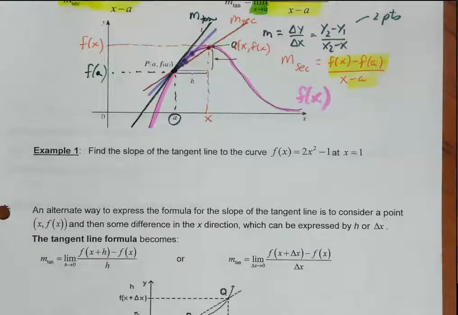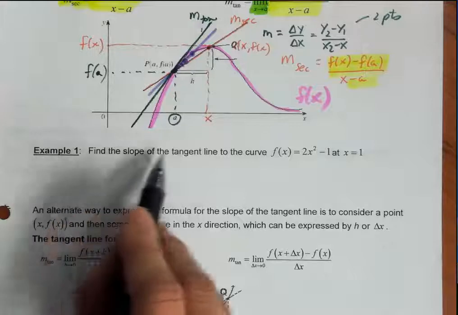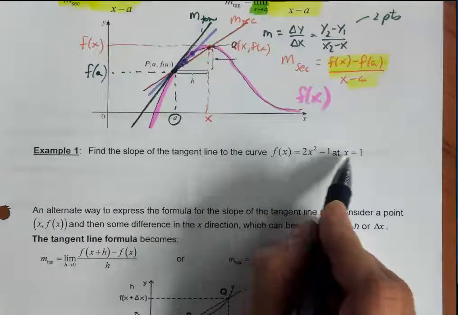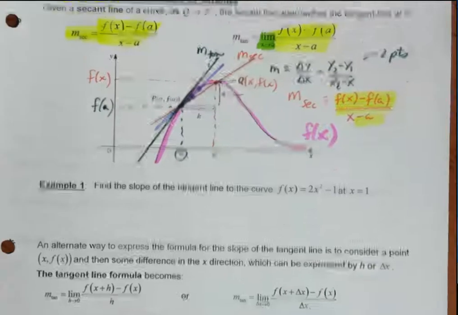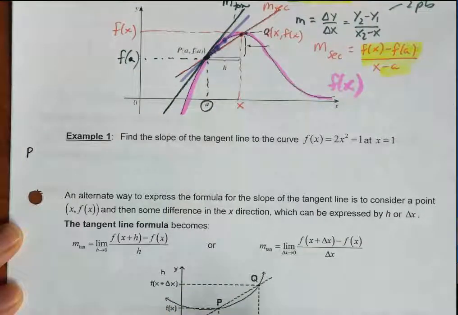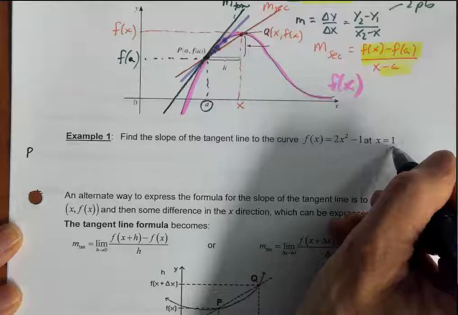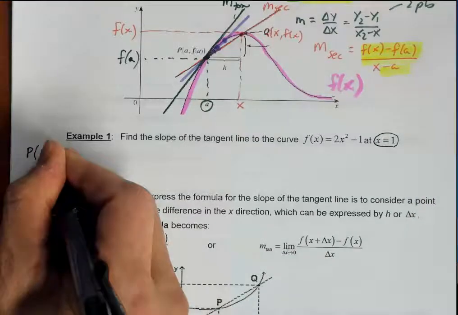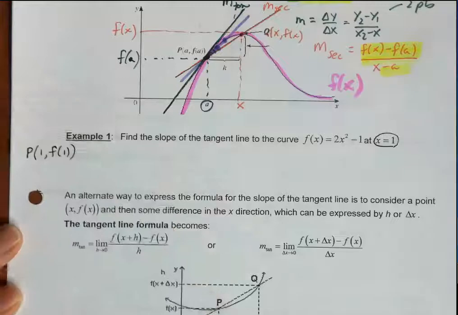Okay, so now let's do a problem that relates to that. It says to find the slope of the tangent line to the curve f of x is equal to 2x squared minus 1 at x is equal to 1. So I'm going to set it up this way. I'm going to have a P point. So what is my P point? They're specifically asking about x is equal to 1, so it'll be (1, f of 1). Okay, so that's my P point.